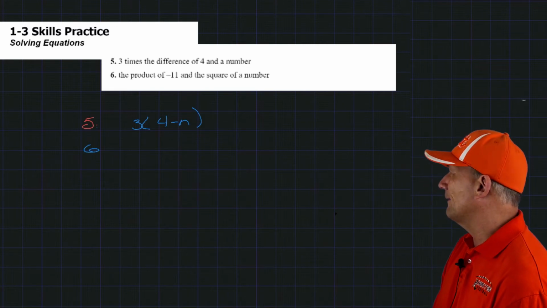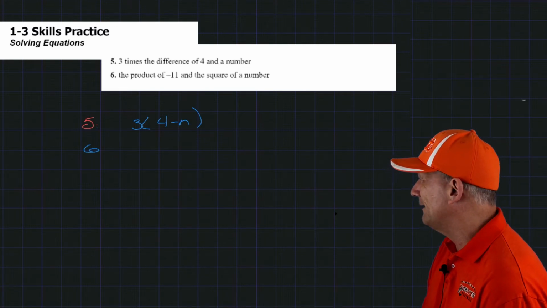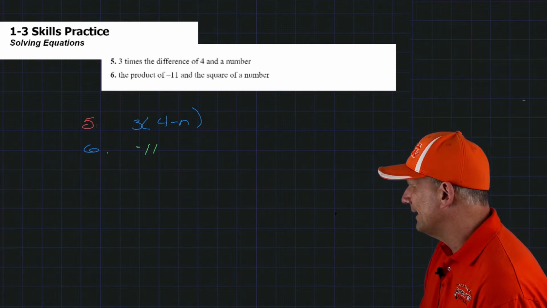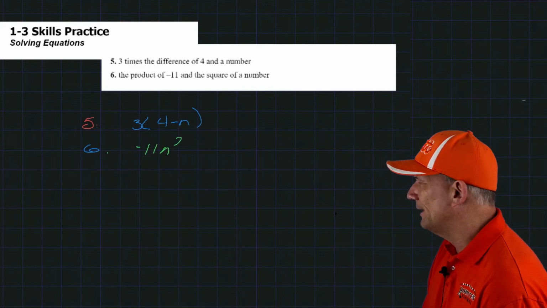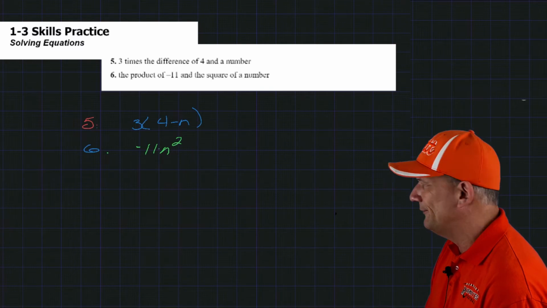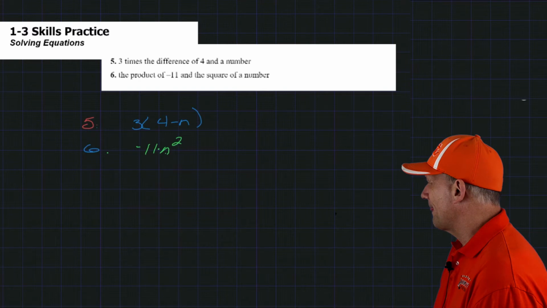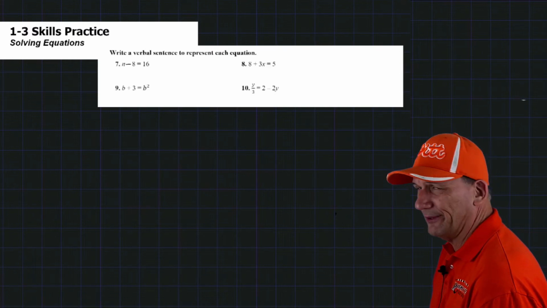All right, the product of negative 11, that means multiplication. The product of negative 11 and the square of a number. So negative 11, n to the second power. You can put it in parentheses, you don't have to.